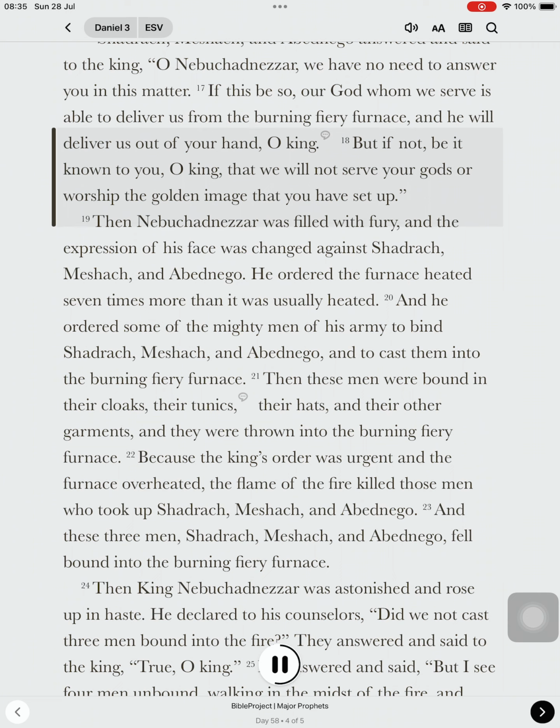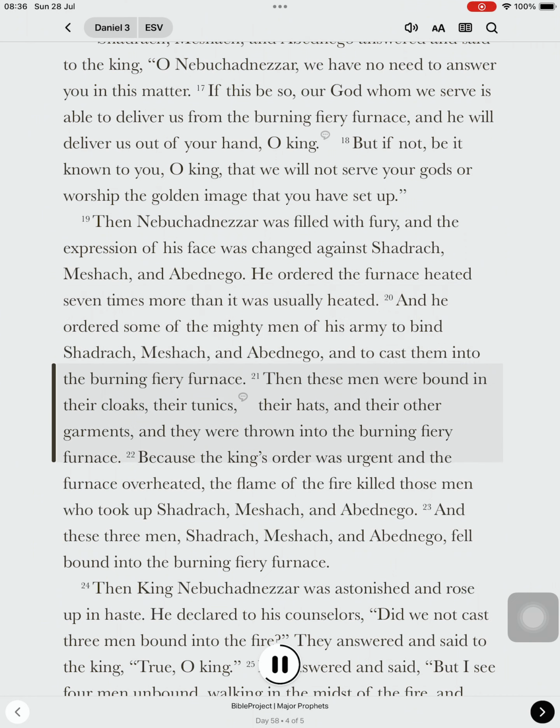But if not, be it known to you, O king, that we will not serve your gods or worship the golden image that you have set up." Then Nebuchadnezzar was filled with fury, and the expression of his face was changed against Shadrach, Meshach, and Abednego. He ordered the furnace heated 7 times more than it was usually heated, and he ordered some of the mighty men of his army to bind Shadrach, Meshach, and Abednego, and to cast them into the burning fiery furnace.